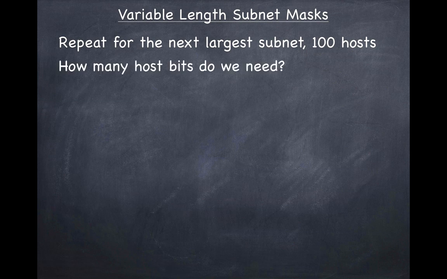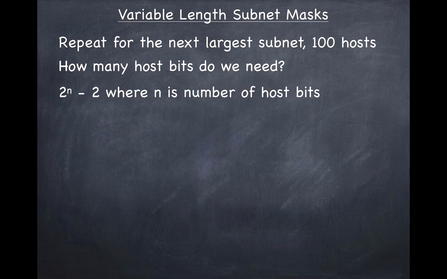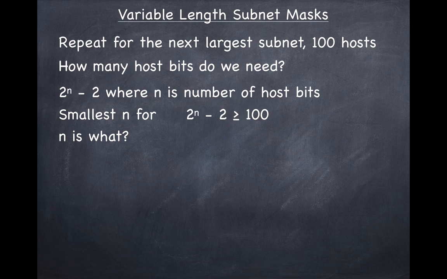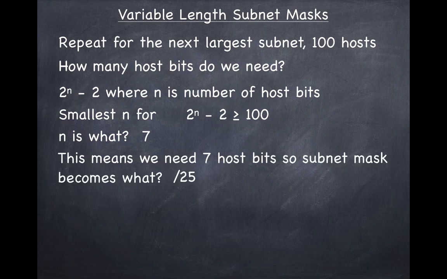So again, we say to accommodate 100 hosts, how many host bits do we need? And that's 2 to the n minus 2, where n is the number of host bits, and we solve for the smallest n, for which 2 to the n minus 2 in this case would be greater than or equal to 100. If we do that, n is 7. So figuring out the subnet masks, since we have variable length subnet masks, these subnet masks may be different from subnet to subnet. So 7 host bits means we have 25 network bits. So the subnet mask is going to become slash 25.